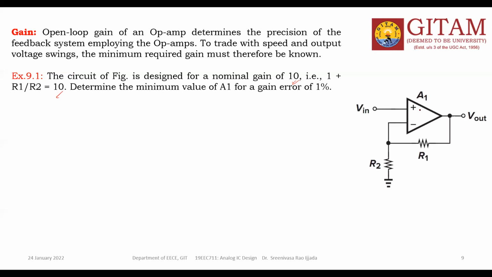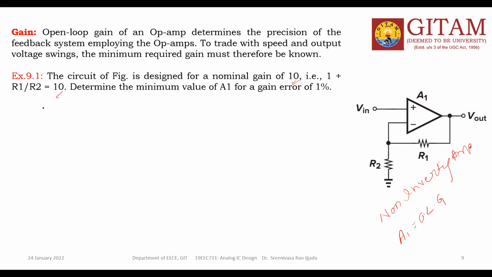This is the op-amp amplifier circuit. What type of circuit is this? Non-inverting amplifier. Here A1 is the open loop gain. So what is the closed loop gain formula? Gain means what? Output by input. It is the ratio of output voltage to the input voltage.